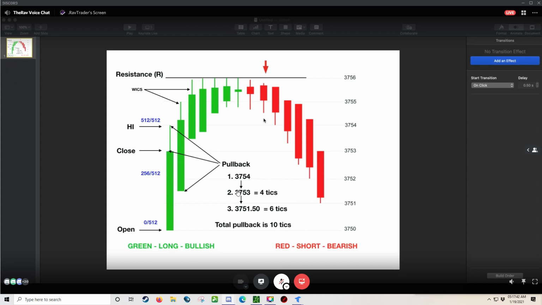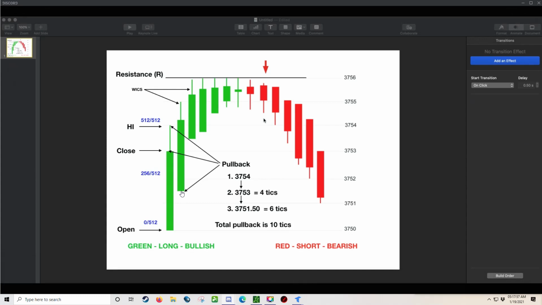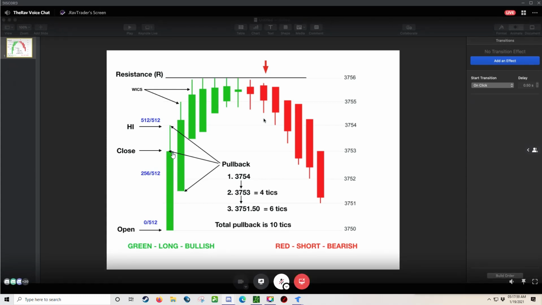Now your final pullback is to the next open of the next candle, which is here. That's another 6 ticks from the closing of the candle. So altogether you have 10 ticks of pullback. From the high of the previous candle to the open of the new candle, that's your full pullback, which is 10 ticks.